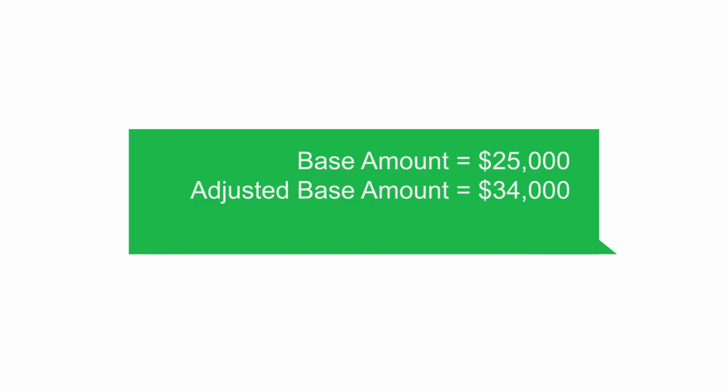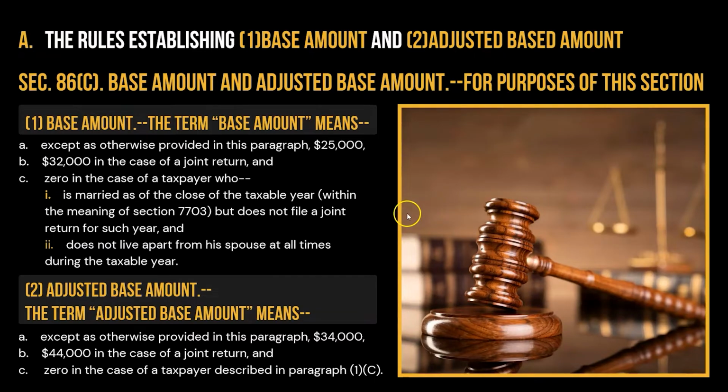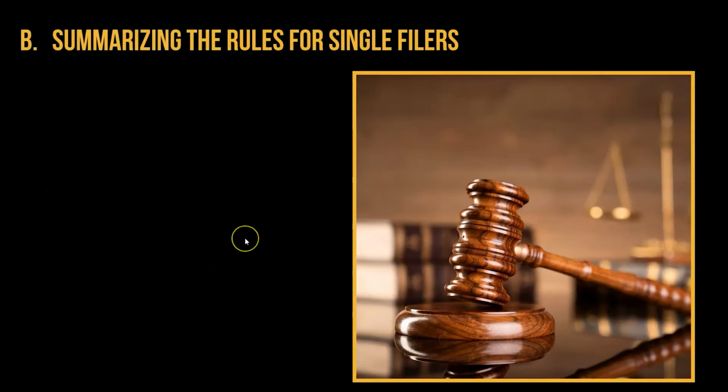So keep these numbers in your head as we go through this video, because they're going to be very helpful in determining what portion of your Social Security may be taxable. All right, so we did go through the code, section 86C. Now let's summarize what the code says.